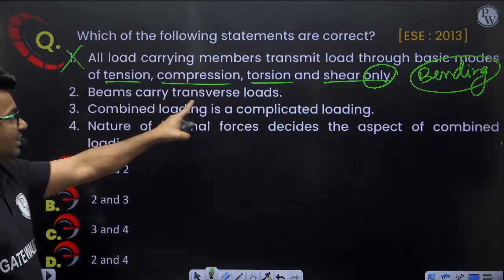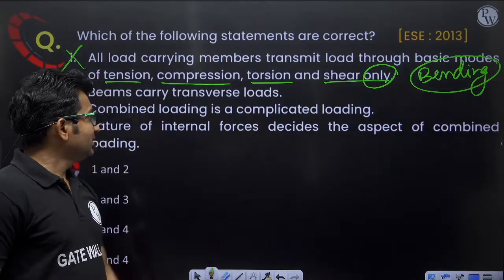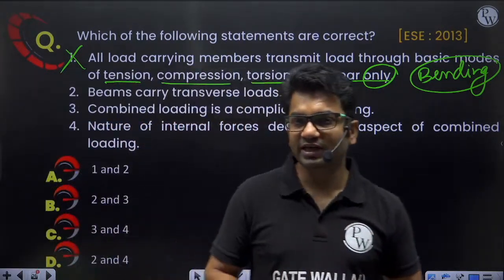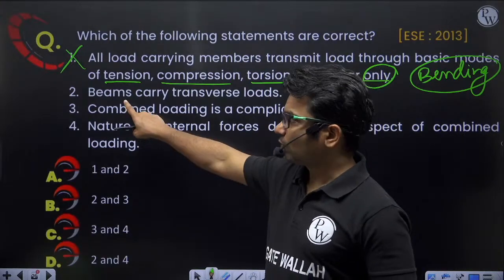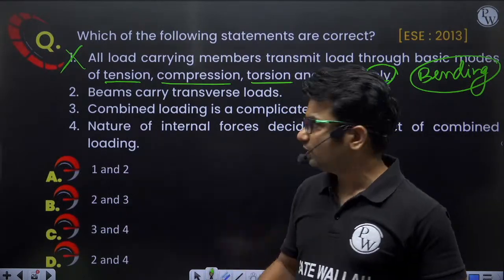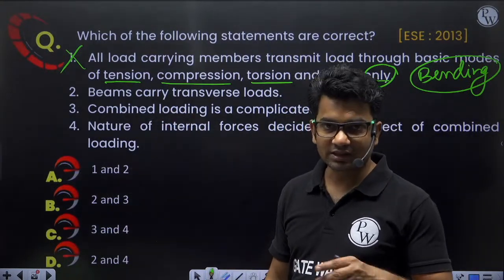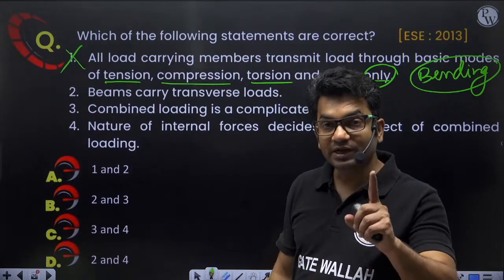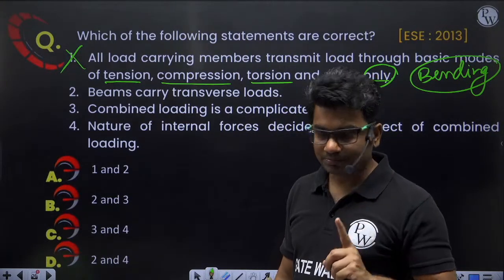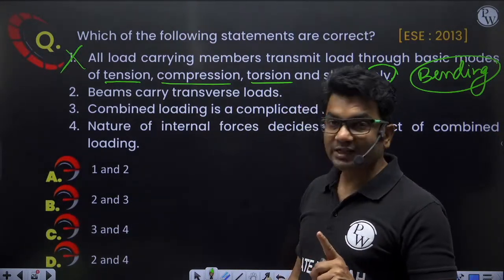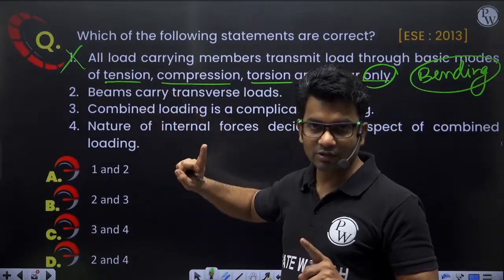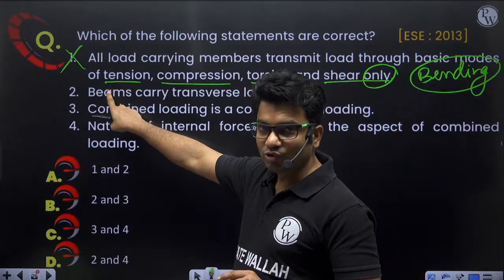Next, beams carry transverse load. Yes, beams carry transverse loads. Sometimes they carry axial loads, but mostly they carry transverse load. So there is doubt here. Only two options are correct. First, let us check other options also, and then we will see if this may be correct or wrong. So mainly beams are designed for transverse loads only. Sometimes axial load might also come. So let us see after checking other statements, then only we'll comment on this. This might be true also. This might be wrong also.